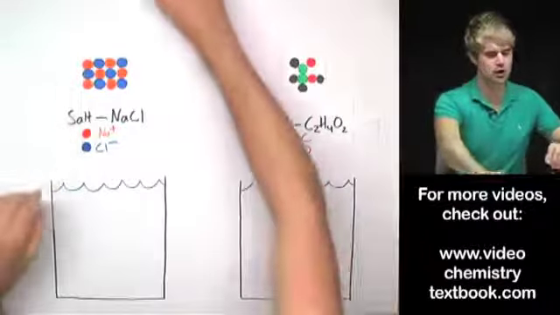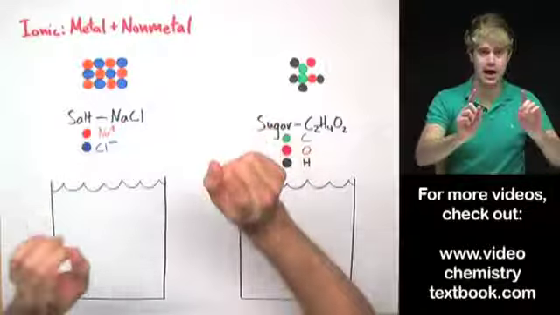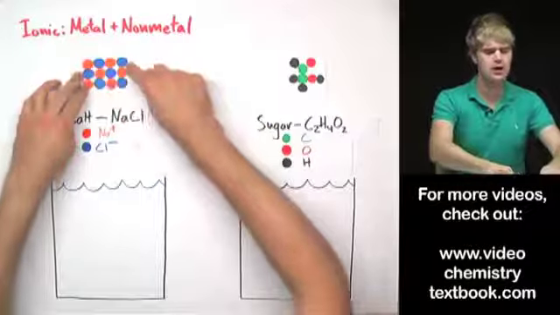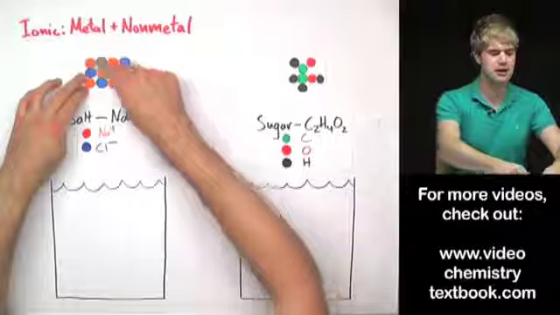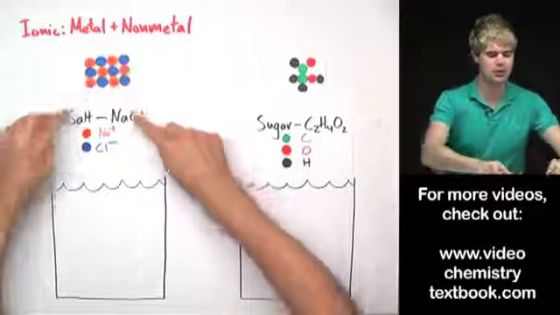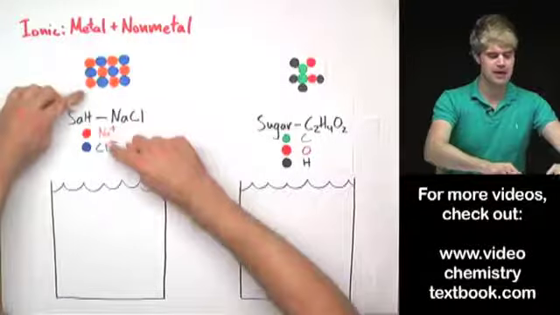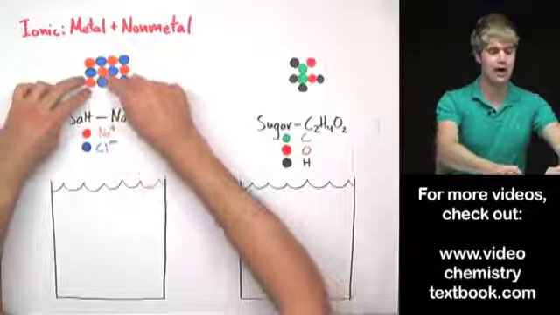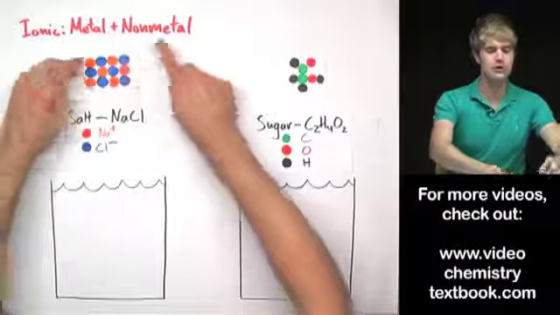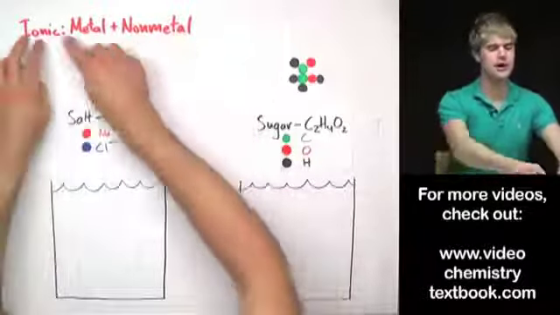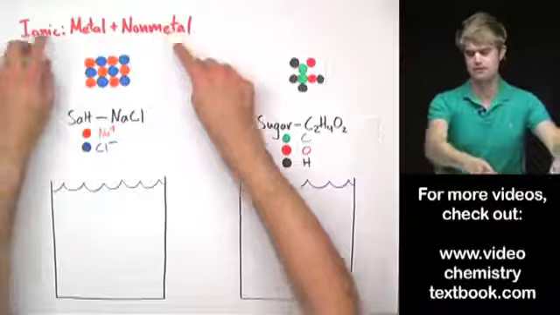So over here we have salt, and this is an ionic compound. This is what a grain of salt would look like, and it's made of sodium ions, Na+, which are metals, and Cl, chloride ions, these blue things here, which are nonmetals. So salt is an ionic compound made of metals and nonmetals.